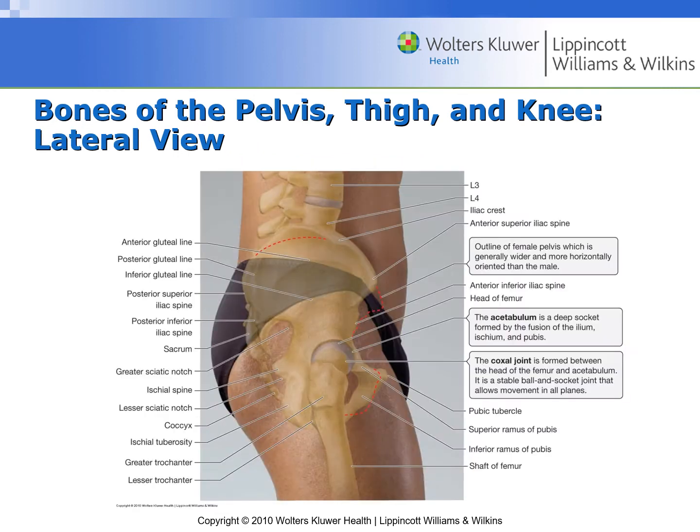And here we have the bones of the pelvis, thigh, and knee from a lateral view. Notice the red outline on the illustration here. It illustrates the outline of a female pelvis, which generally is wider and more horizontally oriented than the male. The acetabulum is the deep socket formed by the fusion of the ilium, ischium, and pubis. The coxal joint is formed between the head of the femur and acetabulum. It is a stable ball and socket joint that allows movement in all planes.